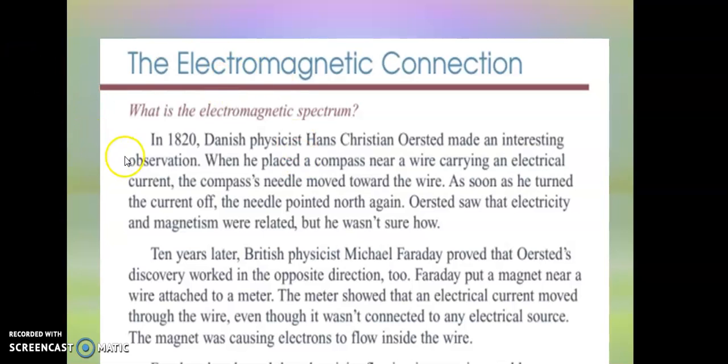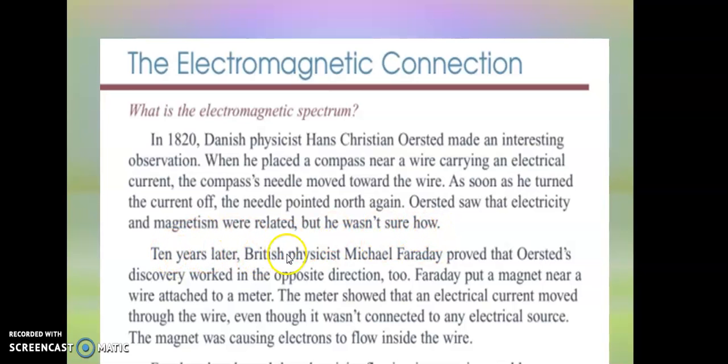So we are going to start reading in 1820. Danish physicist Hans Christian Ørsted made an interesting observation when he placed a compass near a wire carrying an electrical current. The compass needle moved toward the wire. As soon as he turned the current off, the needle pointed north again. Ørsted saw that electricity and magnetism were related, right? But he was not sure how.